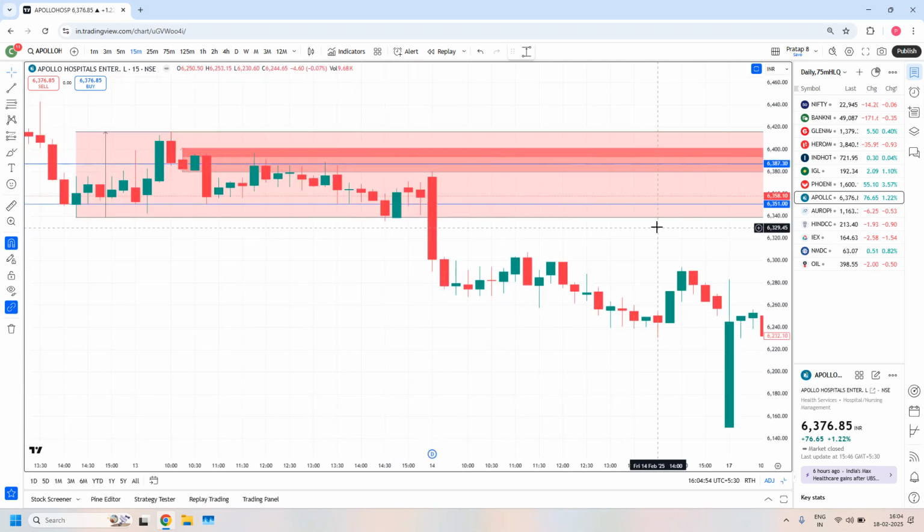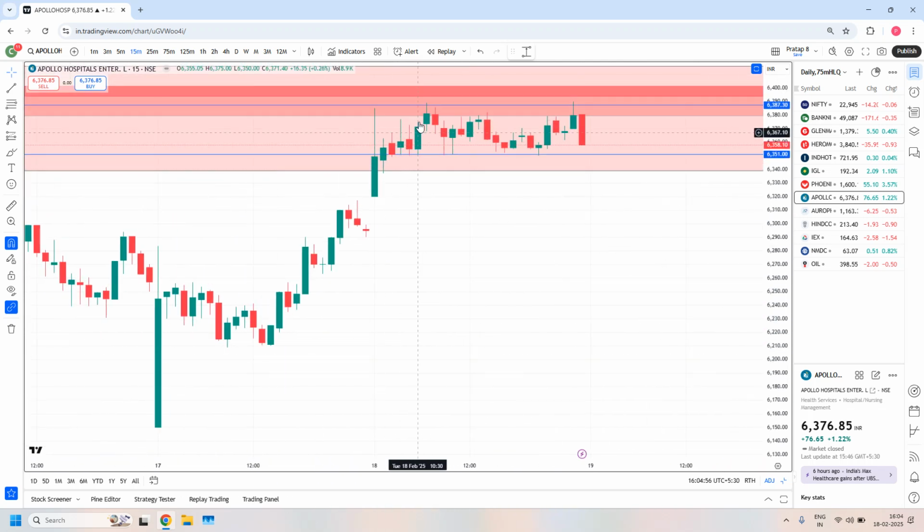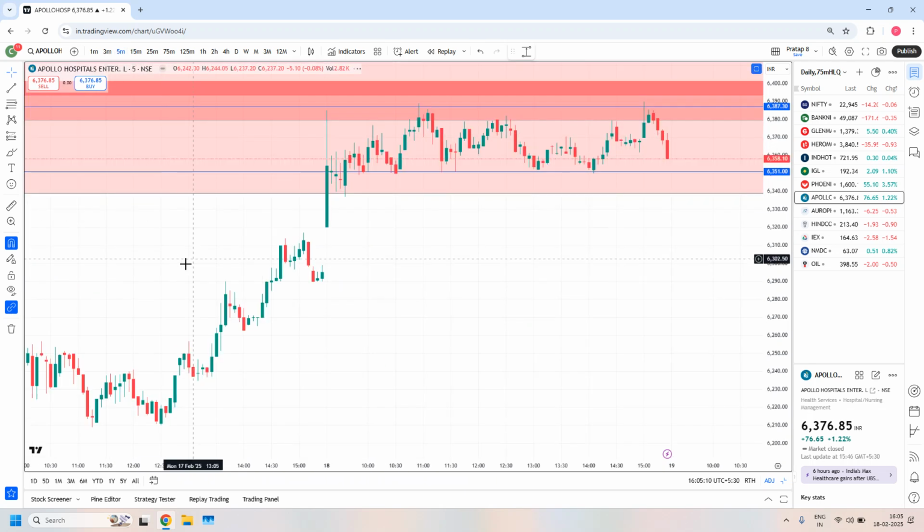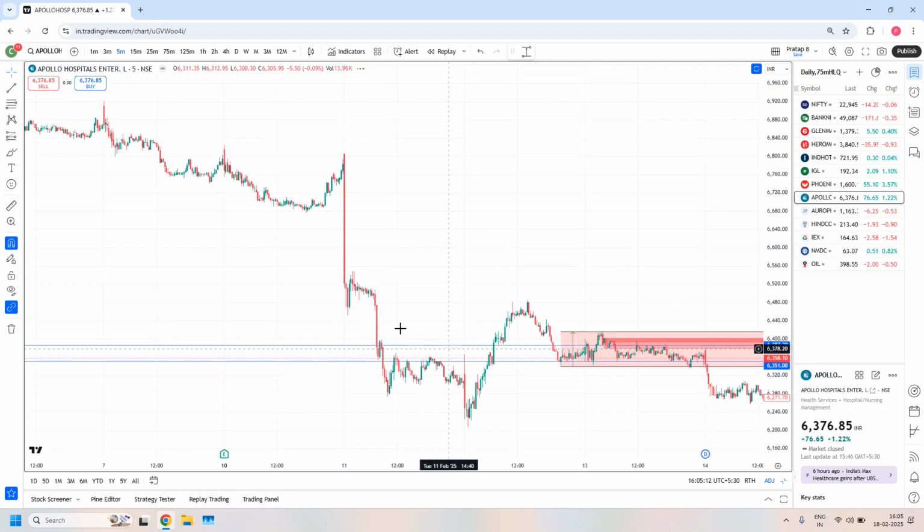Several times this zone is getting tested, including today. Today also see prices are here from the 15 minutes time frame. But we take trade at fine-tuned 5 minute zone inside. So go to the 5 minutes time frame. It's very tricky. Please focus here. You can't find that zone easily.